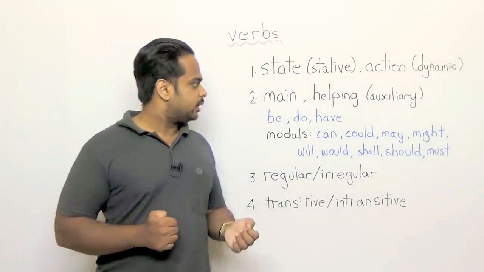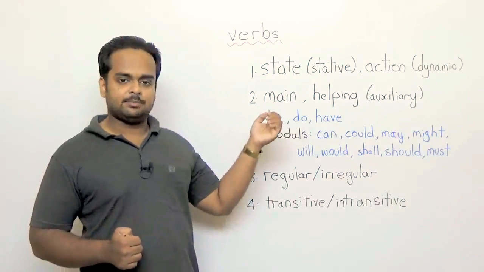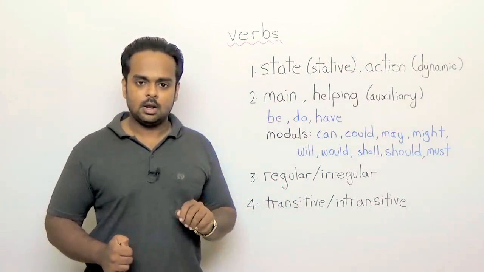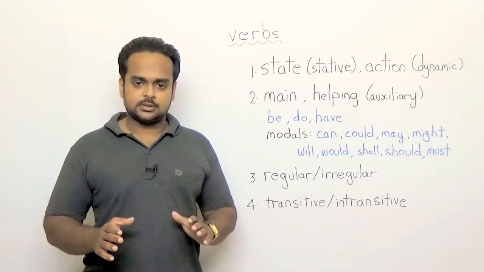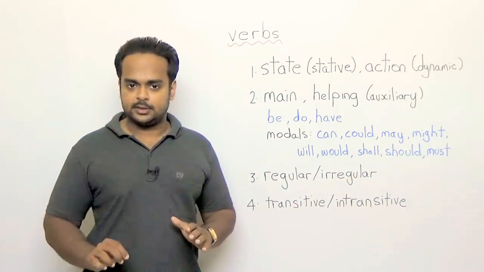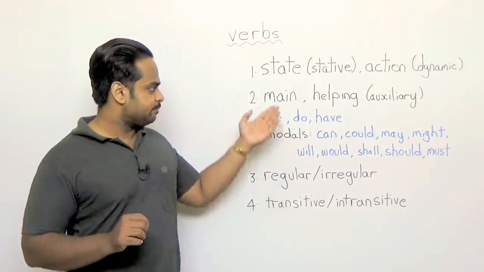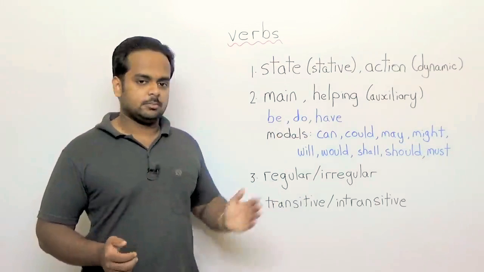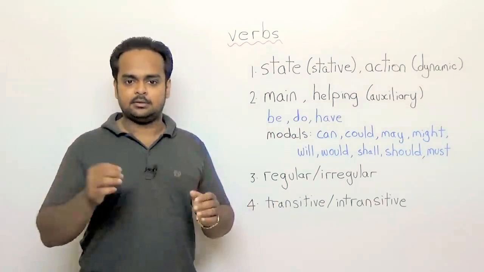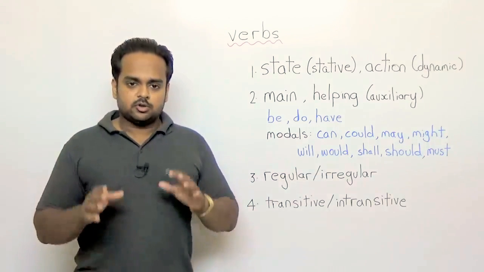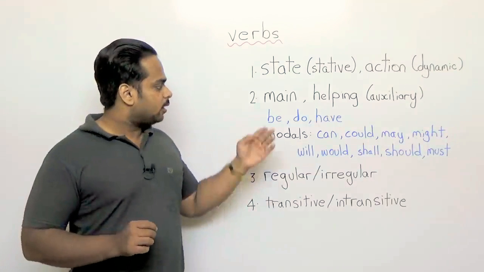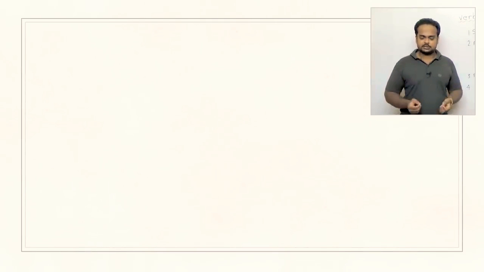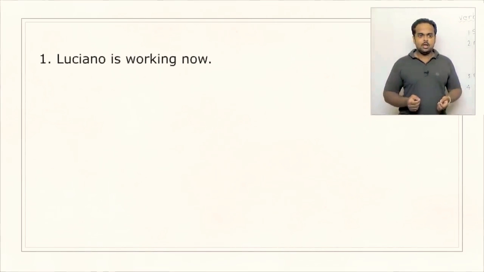Okay, let's now move on and talk about main and helping verbs. These are sometimes called auxiliary verbs as well. When a verb is used in a sentence, it can be used in two ways. It can either be used as the main verb of the sentence, or it can be a helping verb. That is, it can help the main verb. The most important helping verbs are be, do, and have. Let's look at some examples with these.